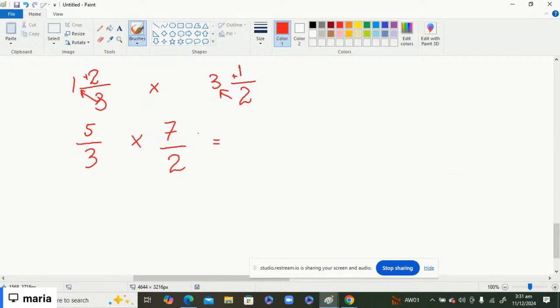Tell me the answer. Multiplying the top numbers with each other and bottom numbers with each other. So multiplying 5 with the 7, that is 35, and 3 with the 2, that is 6. This is the improper fraction. If you want to solve and convert it into a mixed number, how can you convert? Putting 35 inside and 6 is outside. 6 times which number is closer to 35?